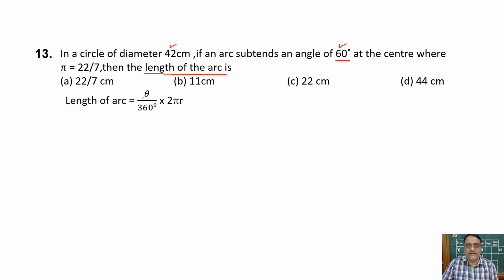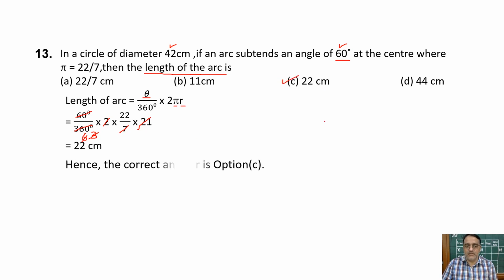So we'll substitute the value of theta, that is 60, pi 22 by 7 और r 21. अब थोड़ा सा कैलकुलेशन करेंगे हम लोग, 60 और ये कैंसिल कर सकते हैं हम लोग 6 से, राइट. सो 2 3s are, नाउ 3 into 7 21 होता है, तो इसके साथ पूरा कैंसिल कर दिए. सो विल गेट 22 सेंटीमीटर. सो विच ऑप्शन इज द करेक्ट वन? Option C. Option C, right.